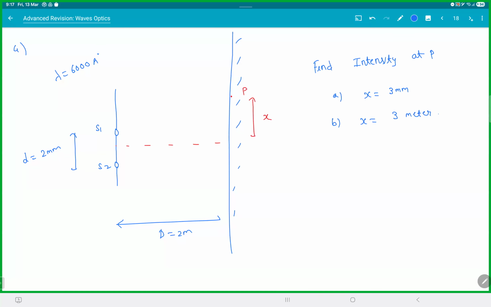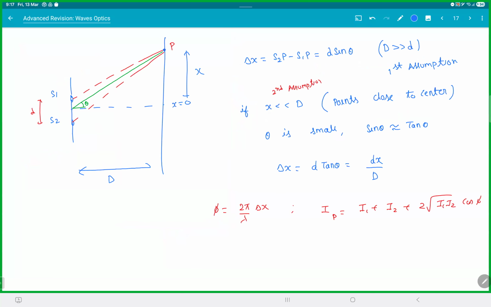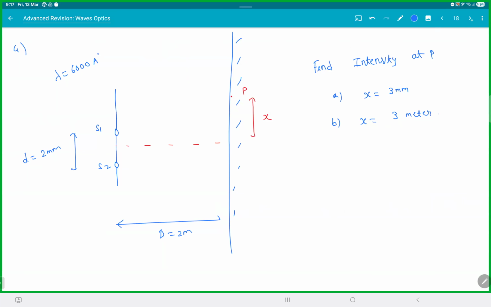Now, at a mains level, you need not care about this. You can just use your regular formula dx by d and you can finish it off. You'll be fine. In Advanced they'll slaughter you. They will literally check whether you actually understood the derivation. So you should know every nook and corner: what assumption was made, what was derived, why it was done this way. So that is the difference.